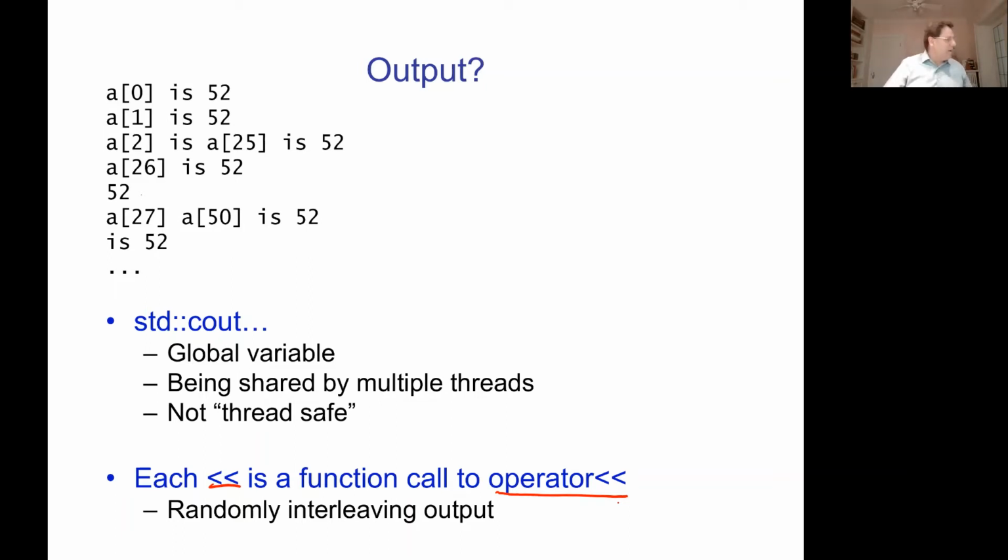Sarah's asking, what do you mean by cout as a global variable? So if you actually look in the standard library, you'll see that std::cout is a global variable. That's why you could just, all over your program, write to cout. Does that answer your question? So you didn't make that global variable, the standard library made it.